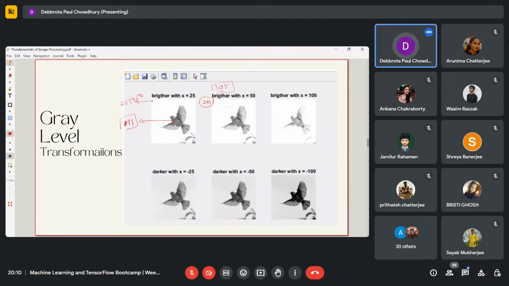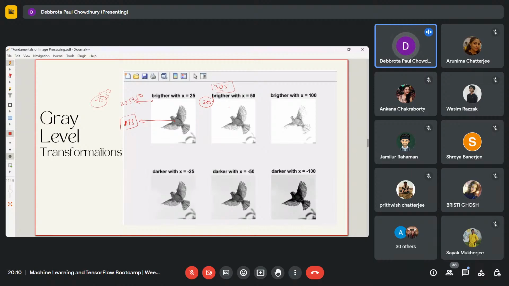Again, same for pitch black. You cannot go lesser than 0. So you cannot have minus 15. This will again be converted to 0. One thing cannot be darker than black, right? And one thing cannot be brighter than white.